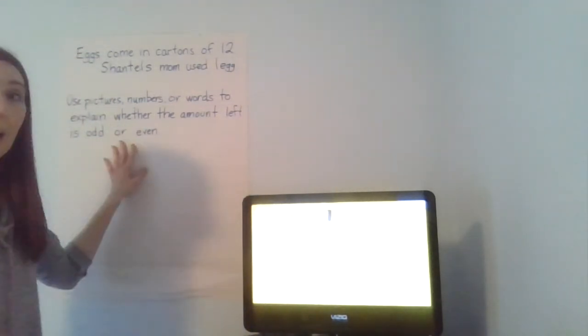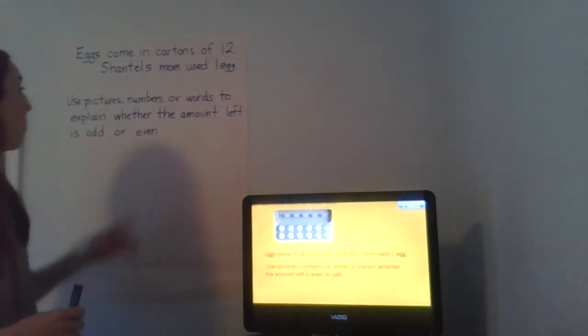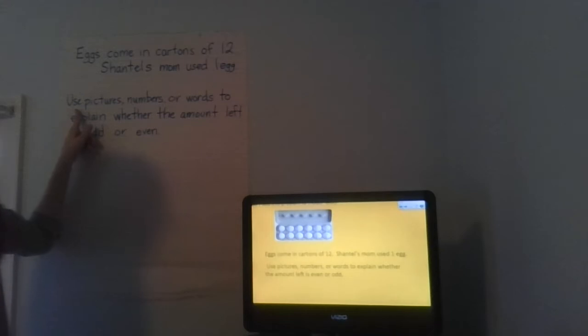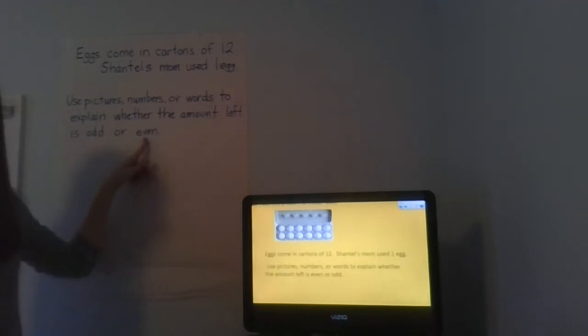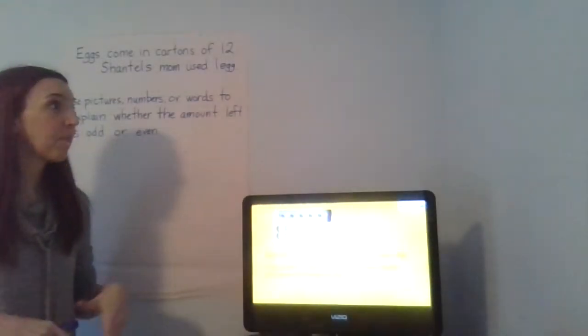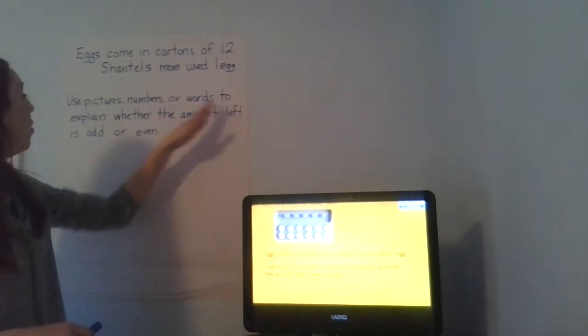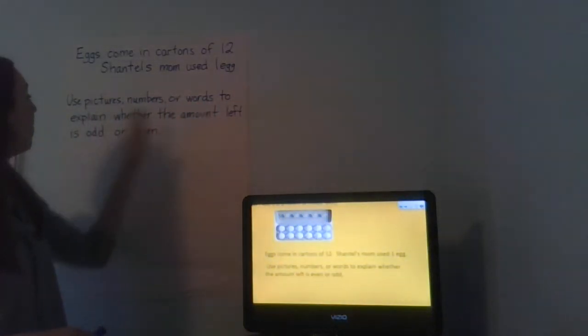In our problem today, Chantel's mom used one egg. The directions say, use pictures, numbers, or words to explain whether the amount left is odd or even. So I want to read that again to make sure I understand what this is asking me. Use pictures, numbers, or words to explain whether the amount left is odd or even.